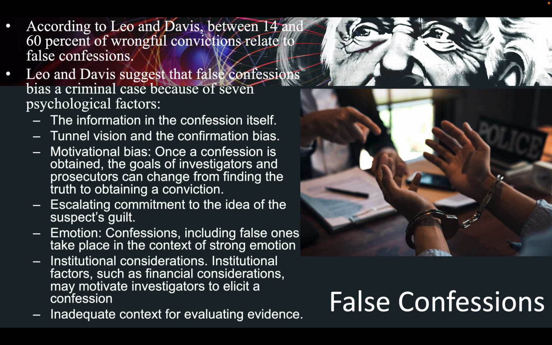According to Leo and Davis, between 14 and 60% of wrongful convictions relate to false confessions. Leo and Davis suggest that false confessions bias a criminal case because of 7 psychological factors: the information in the confession itself, tunnel vision and the confirmation bias, motivational bias. Once a confession is obtained, the goals of investigators and prosecutors can change from finding the truth to obtaining a conviction, escalating commitment to the idea of the suspect's guilt.